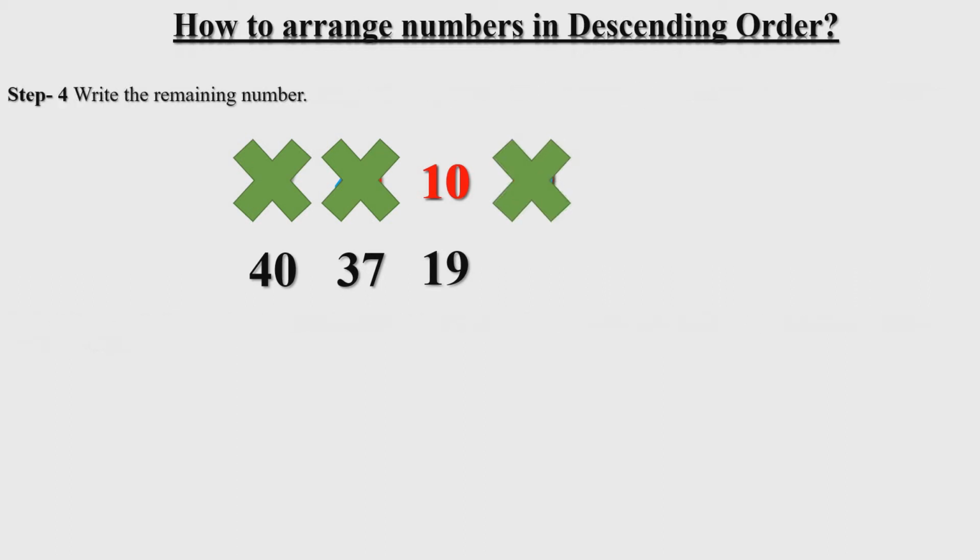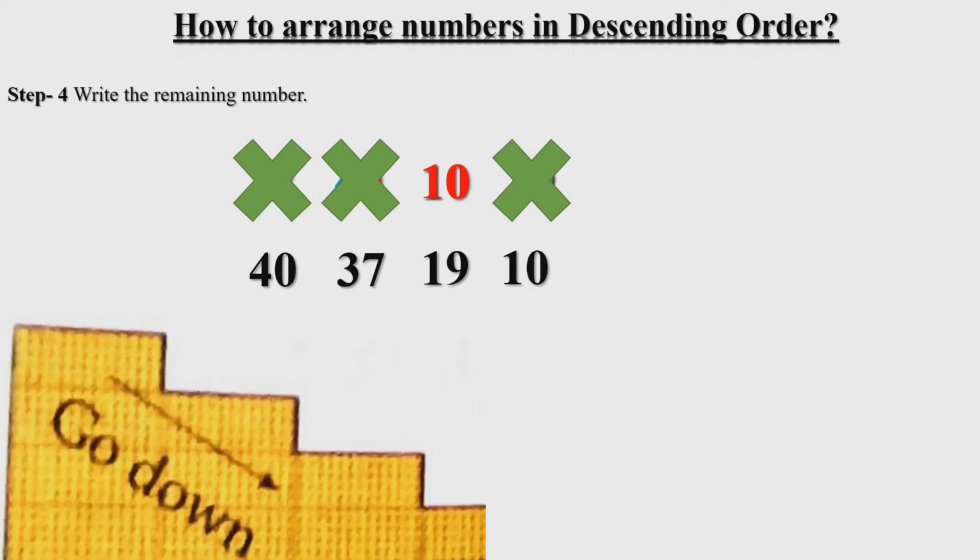Step 4. Write the remaining number, that is 10. Thus, these numbers are in descending order now because ये greatest to smallest arrange है. First, greatest 40, फिर उससे small 37, फिर उससे भी small 19, and at last smallest number 10. So here, Varuna is the youngest and her father is the eldest in her family. Let's take one more example.